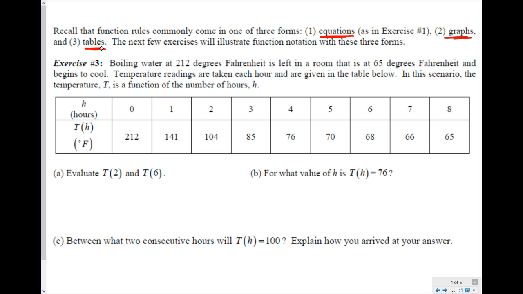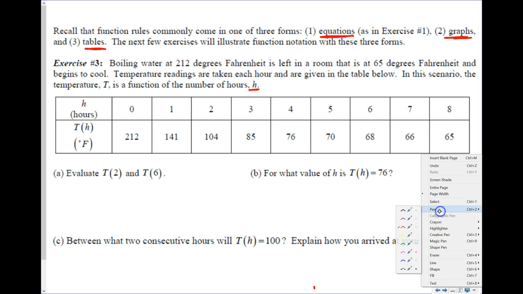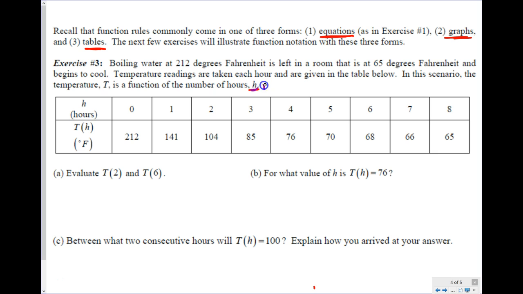In this scenario, the temperature is a function of the number of hours. So what this sentence means is that h is our input and t is our output. When it says function of, whatever comes after it is your input. This is like saying x, but I'll write it here. This is your input and this is your output. Alright? So that's all the information.